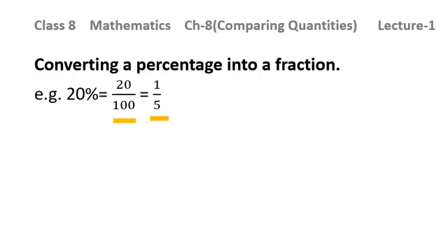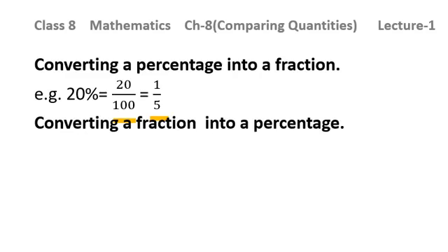So converting a percentage into a fraction is easy. First of all, using the percent sign, write 100 as the denominator. It will be 20 over 100, that will be equal to 1 over 5. This is the fraction. Now how to convert a fraction into a percentage?